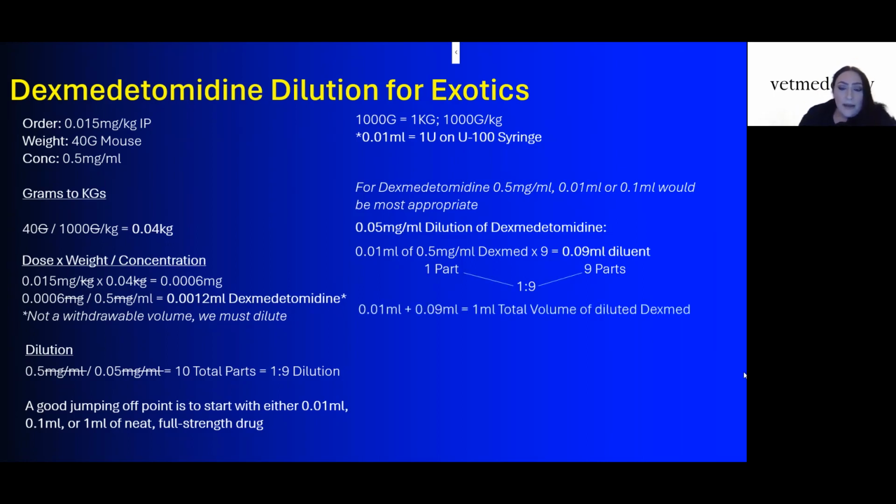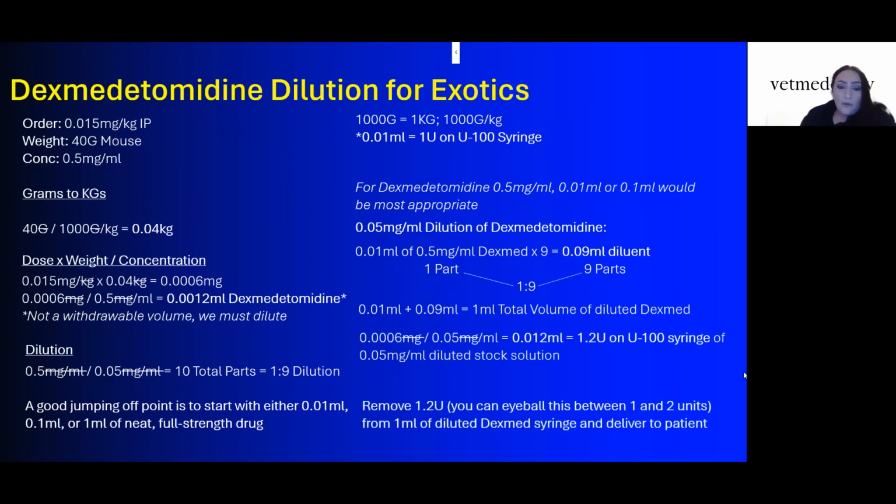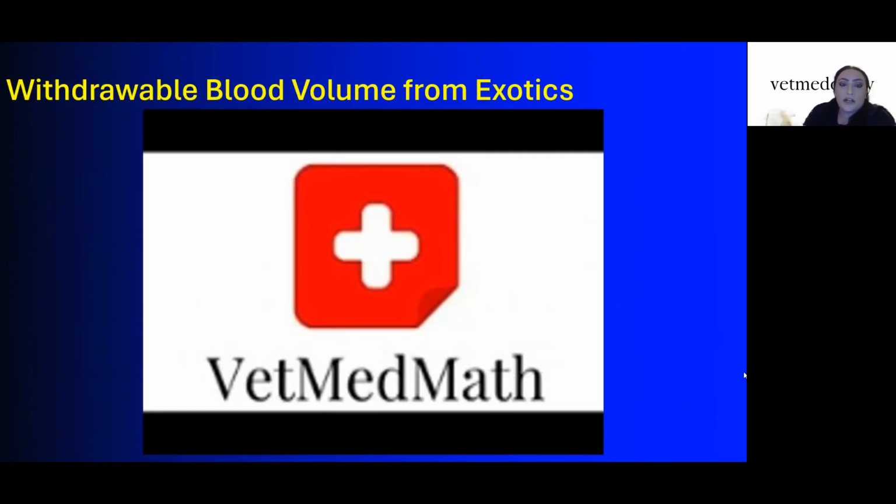Add those together and you get 1 mil total volume of diluted Dexmed, and 0.0006 milligrams divided by 0.05 mg per mil, the new concentration, equals 0.012 mils, which is 1.2 units on a U100 syringe of the 0.05 mg per mil diluted stock solution. So you want to remove 1.2 units. You can eyeball this between 1 and 2 units from 1 mil of a diluted Dexmed syringe, and deliver it to the patient.